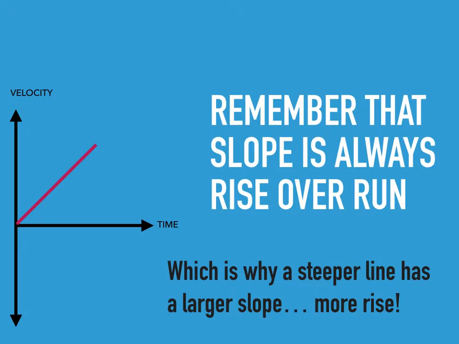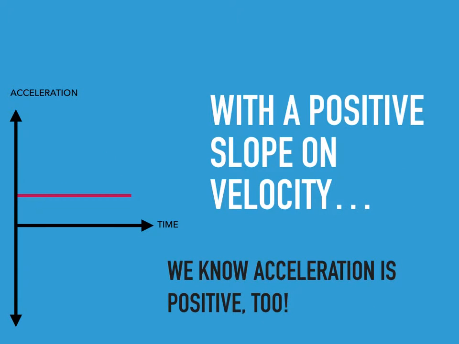Remember, when you're looking for slope, that we're always using rise over run, which is why a steeper line has a larger slope, because there's more rise. So because of that positive slope we just saw, we know we have a positive acceleration. We'll always be dealing with constant acceleration, so all we really need to worry about is whether it's above the x-axis, on the x-axis, or below the x-axis. But let's look at some patterns that will help.